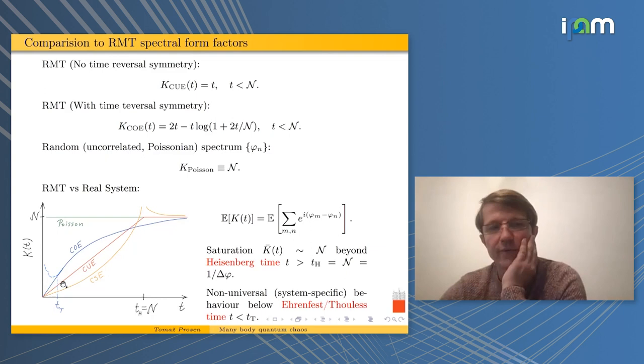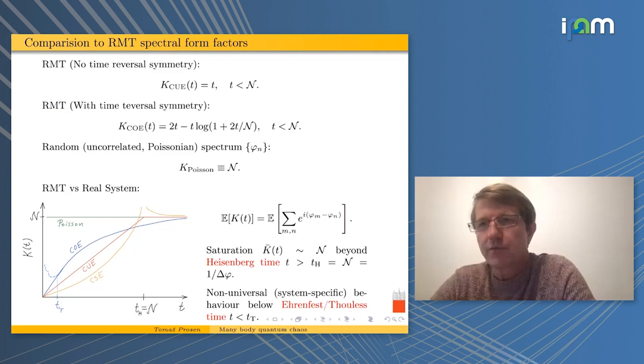Then, of course, there is this caveat, which I feel tempted to sweep under the rug here, but I still want to mention it. There is this time scale before which the random matrices cannot apply. This is usually referred to as the Thouless time. There is a time after which universality can be hoped to set in, but before that time, you'll get system-dependent features which are not random matrix-like.